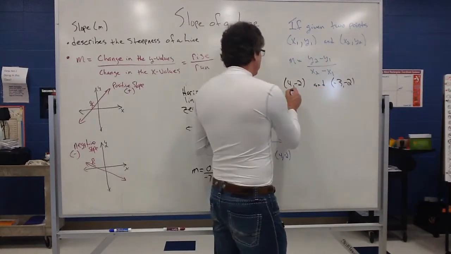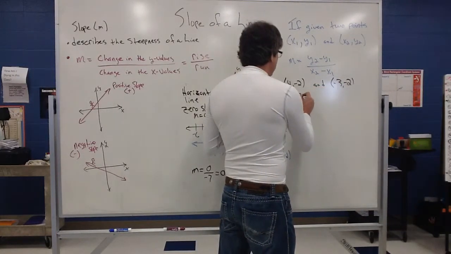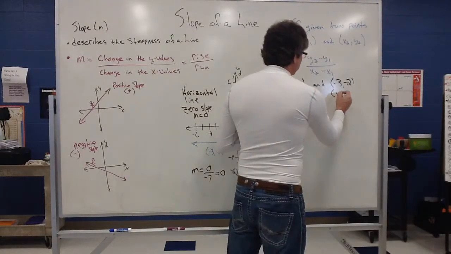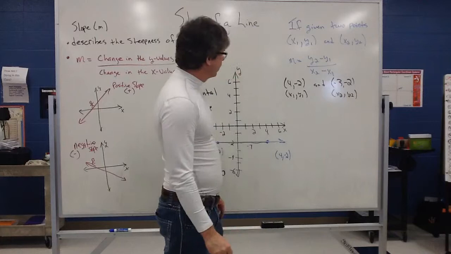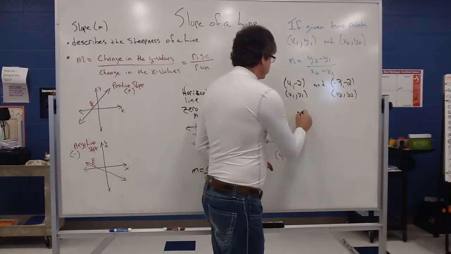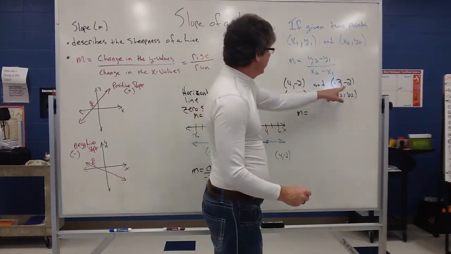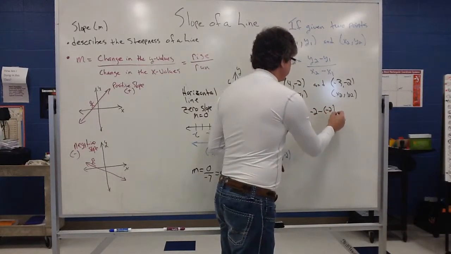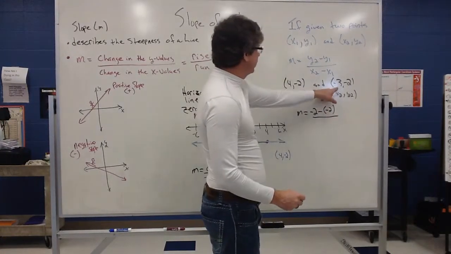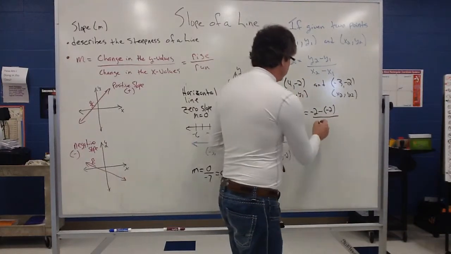So if I call this point 1, that's my x1, my y1, and this is my point 2, so that's going to be my x2 and my y2. So that's my coordinates in my second point. I can now use my formula. So my formula says to go -2, take away a -2, and on the bottom we have a -3, take away a 4.